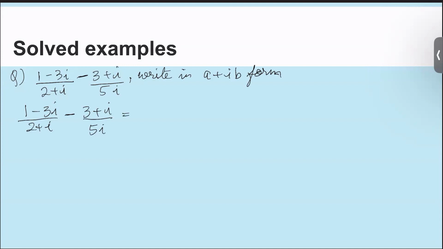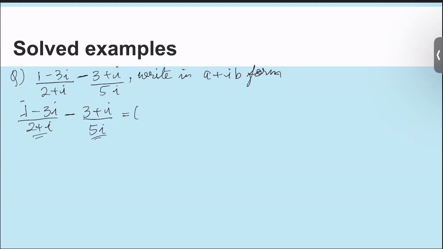Okay, so we will first solve each of these individually. Obviously you can do it like how we add, multiply and then divide for normal fractions. But for complex numbers, to simplify our process, we will first solve each of these terms individually and then we will combine. So again, this is in the quotient form, division form.